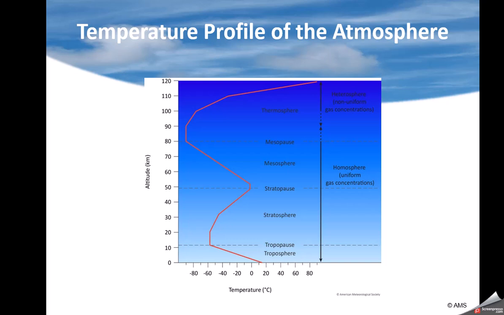The final part here is the atmosphere, which we divide by how the temperature changes. In the troposphere, the temperature is decreasing with height. The stratosphere gradually warms, and the reason for that is ozone and how it's used to protect us. The mesosphere cools, and the thermosphere at the very top gradually warms.